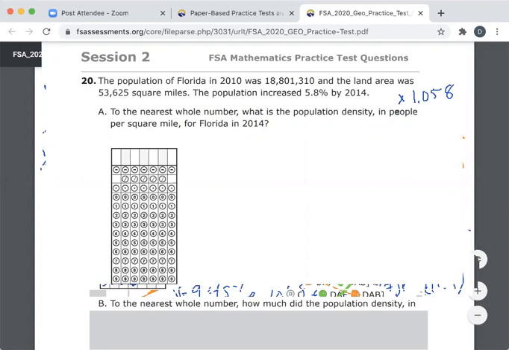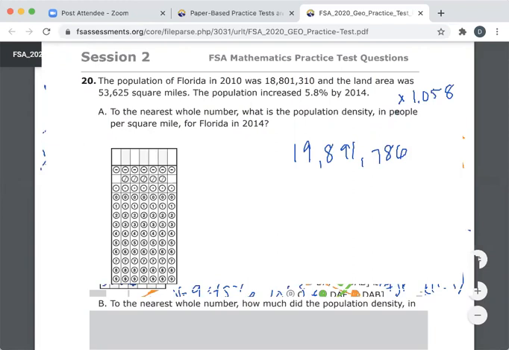So 18,801,310 times 1.058. And I get 19,891,786. So all that did was save me a step. Instead of multiplying 18 million by 0.058 and then adding it to the 18 million, I kind of did it all in one step.